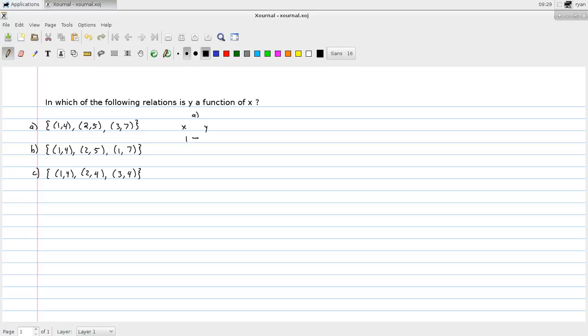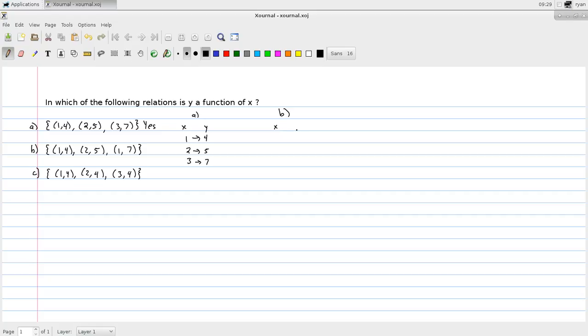So x equals 1 corresponds with y equals 4. X equals 2 corresponds to y equals 5. And x equals 3 goes with y equals 7. I see that each of these x values only has one single target y value. That says that yes, A represents y as a function of x.